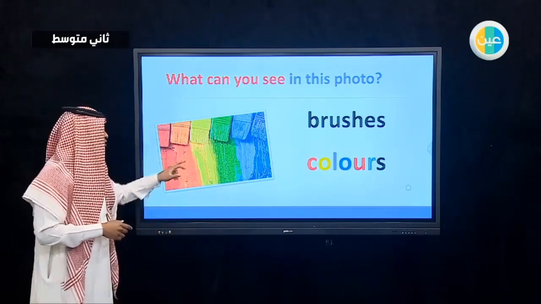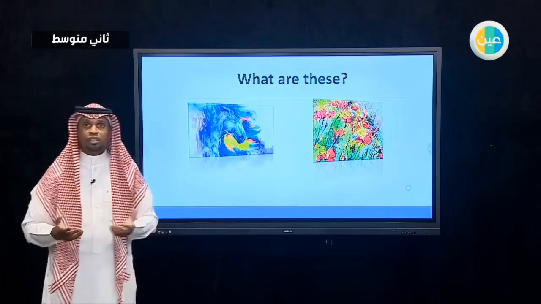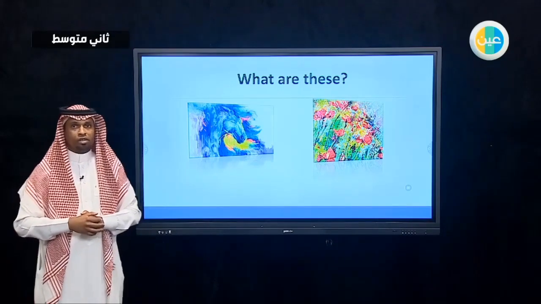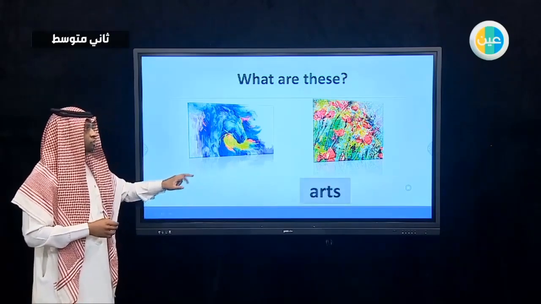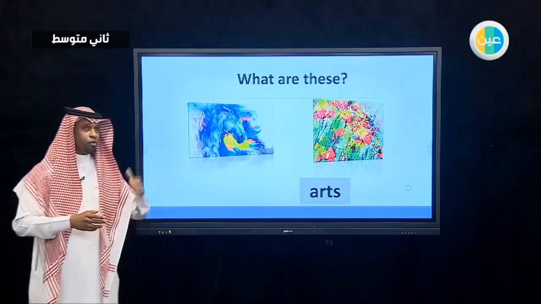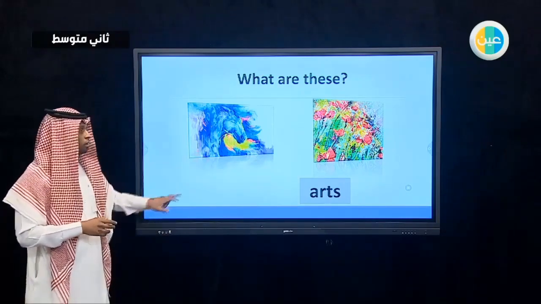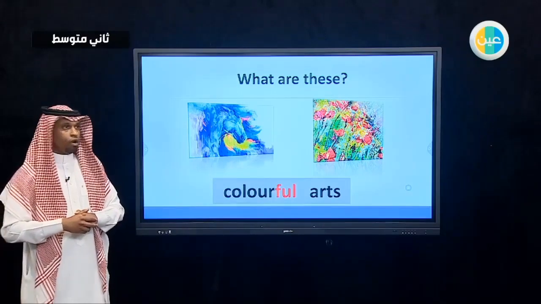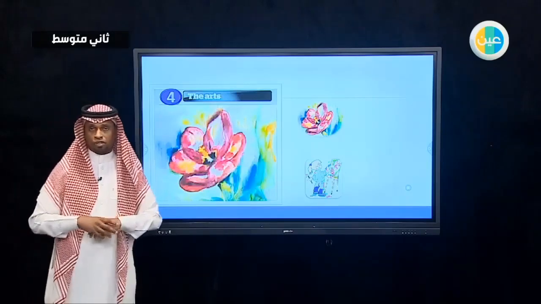Now let's move to the next slide to see the two photos here. What are these? What do you think? Good. These are arts. Can you describe these arts? You remember the word color? We said color. And what do you think about this? Colorful arts. Good. Now let's move to the next one.